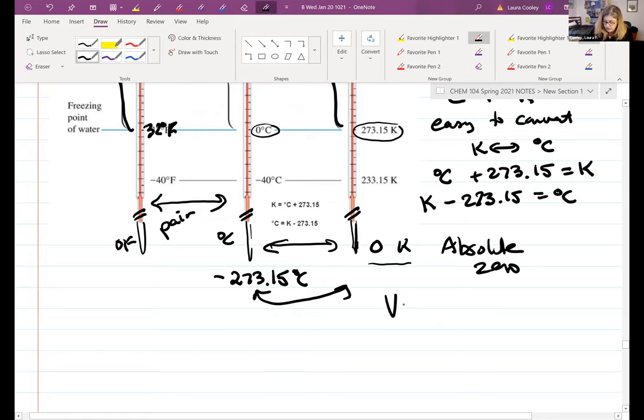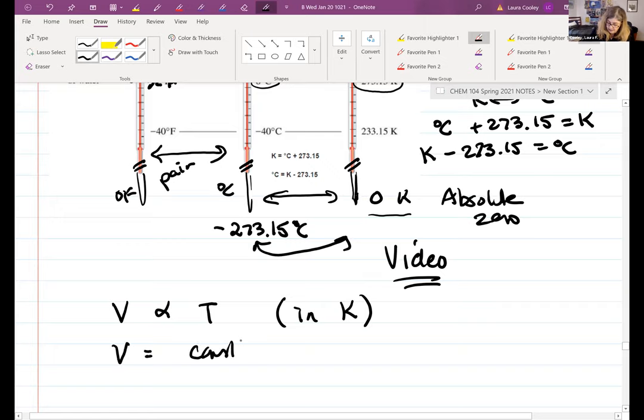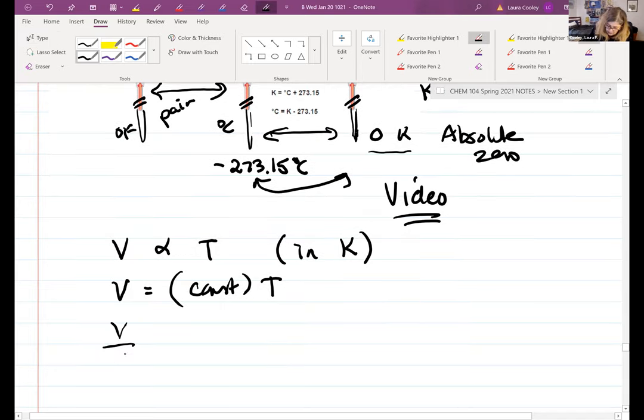And I encourage you to watch that video, because even though I'm not doing it in class, you still really need to watch that. You're responsible for it. That video on temperature scales is a good one, and I would like you to watch it. So we basically have that volume is proportional to the temperature as long as you're using kelvins. So that means that the volume is a constant times the temperature in kelvins, okay? So that means that V divided by T is constant.